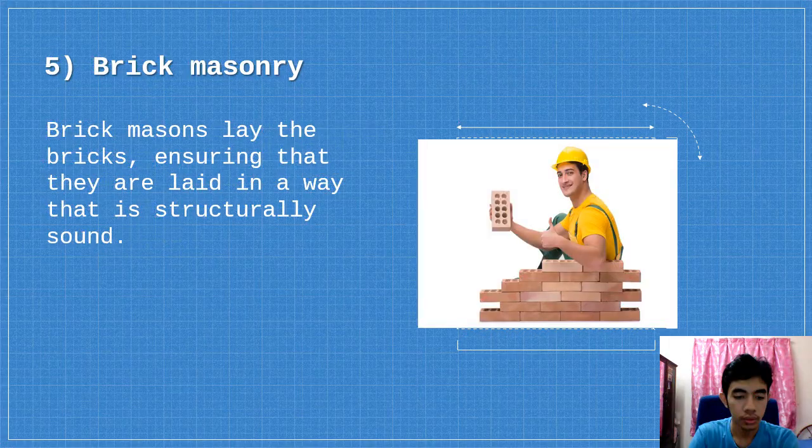Brick masonry. Bricks have been used in construction for decades and are still used often today as a highly efficient material. Brick masons lay the bricks, ensuring that they are laid in a way that is structurally sound. For example, laying each brick on top of the other allows for cracks to go all along the entire wall. If the bricks are offset, as you will see, it makes severe cracking of the mortar less likely.